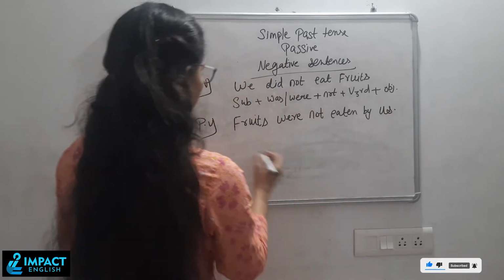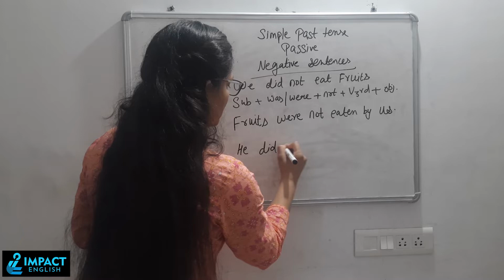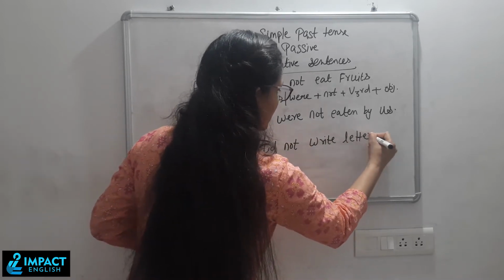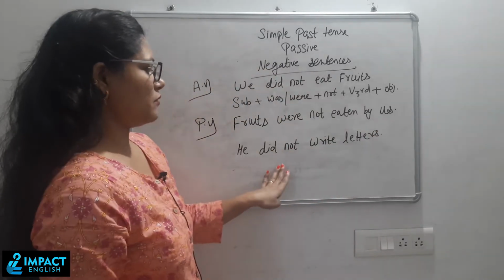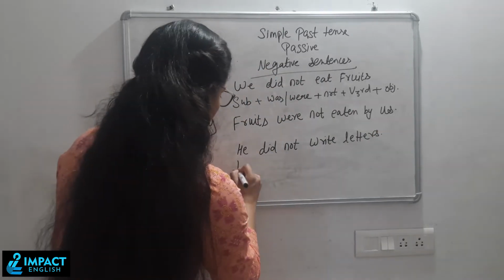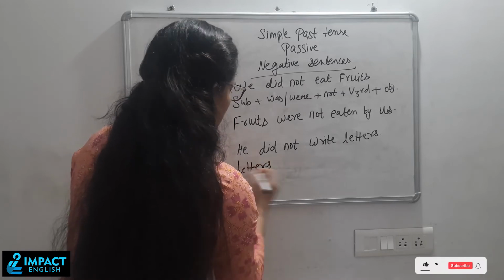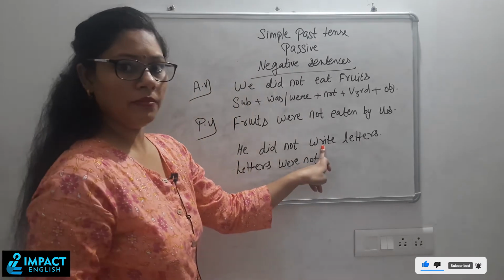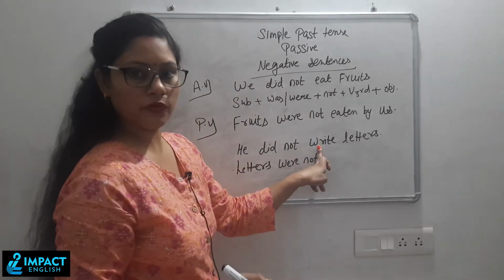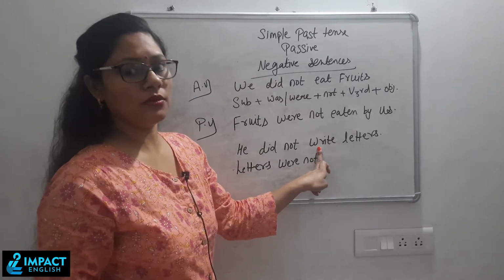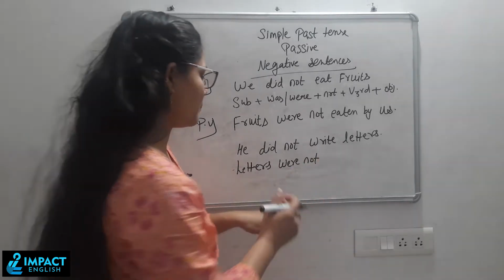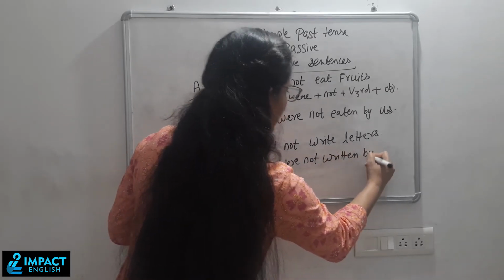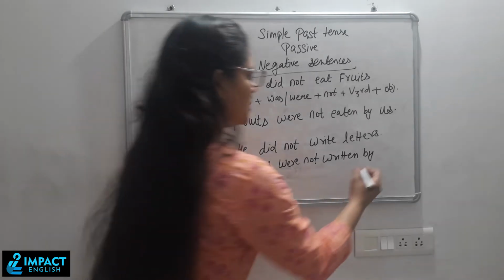Another example, he did not write letters. The same structure we have to follow. Letters, plural thing, were not, then it's a first form, because with did we use only first form of the verb, and while changing into the passive voice, it will be third form. So letters were not written by, and he will be changed into him.